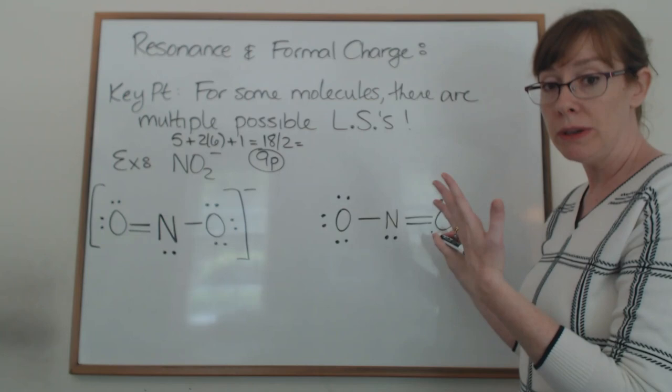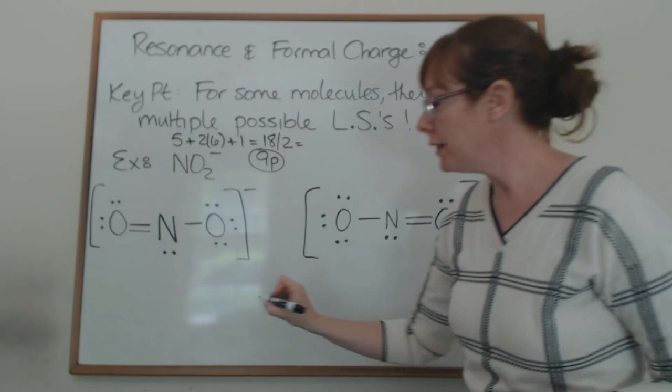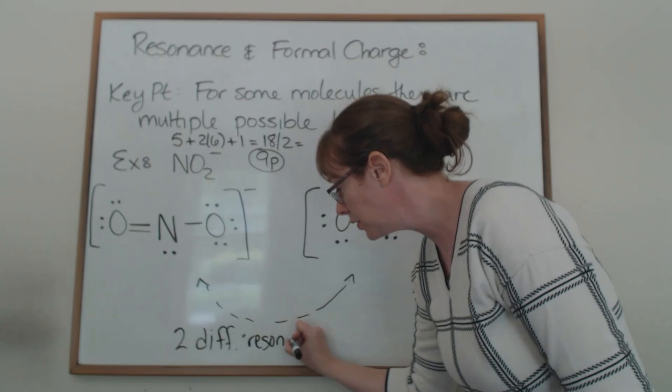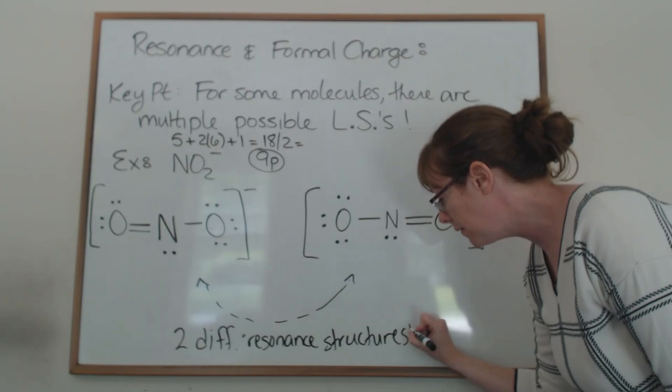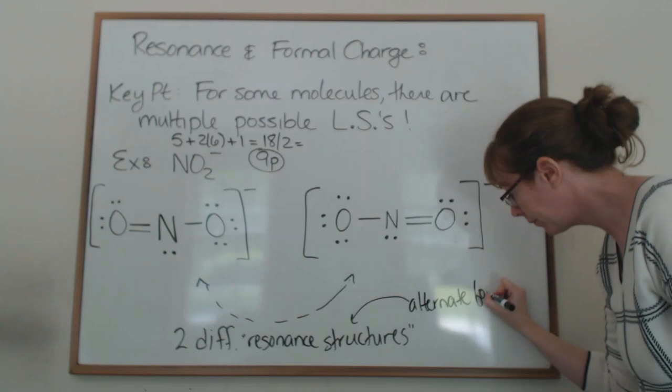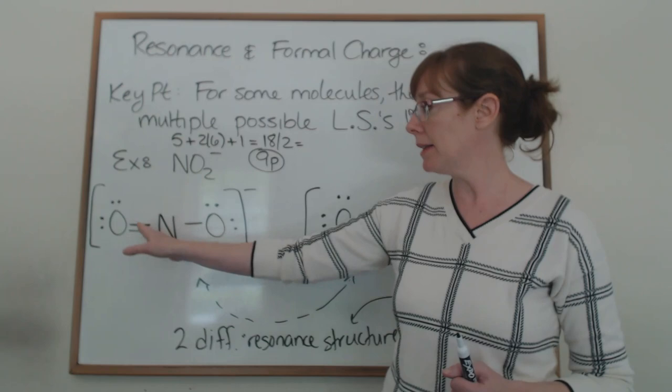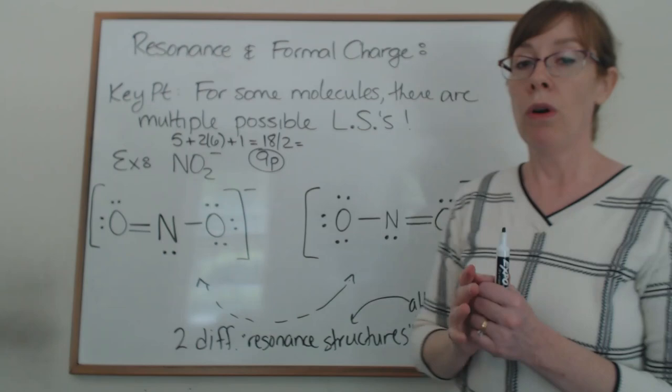Another possible Lewis structure. Let me give you that terminology: you would say that this molecule has 2 different resonance structures. Resonance structures are essentially alternate forms of possible Lewis structures. What makes them possible is that you use all your pairs and every atom is satisfied. But they are different from each other. One of them has the double bond there. The other one has the double bond there. So that's what it means to have a resonance structure. You can have two different forms.